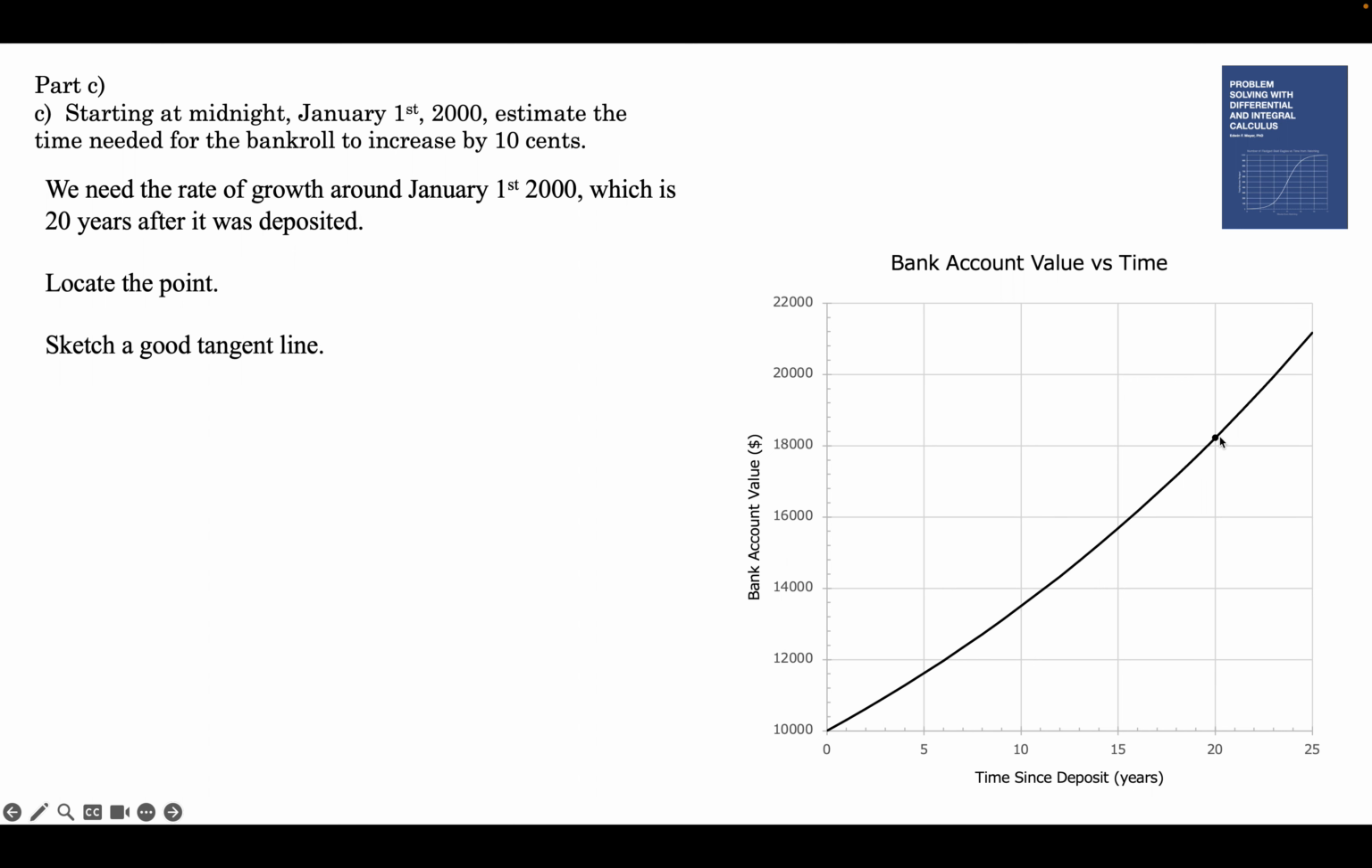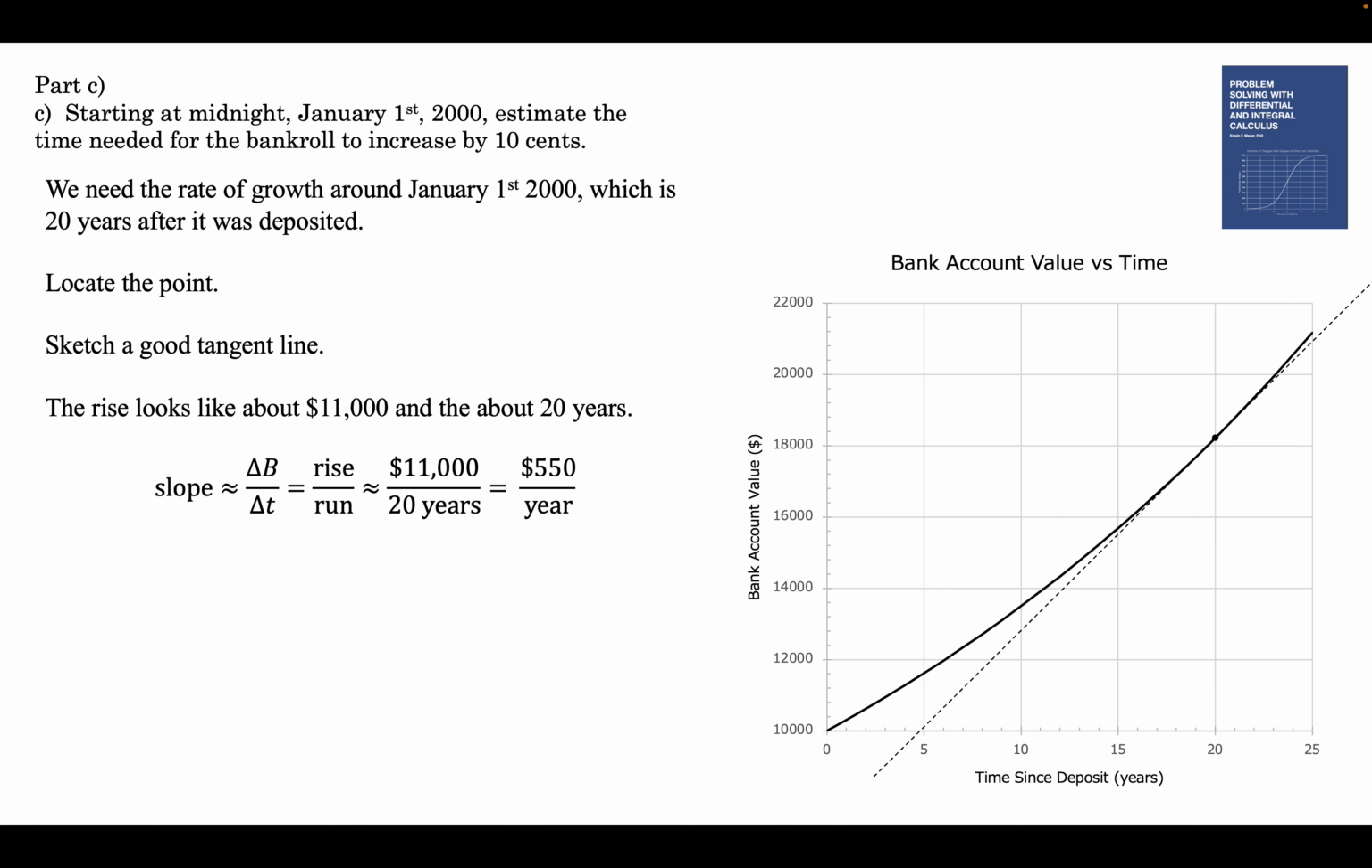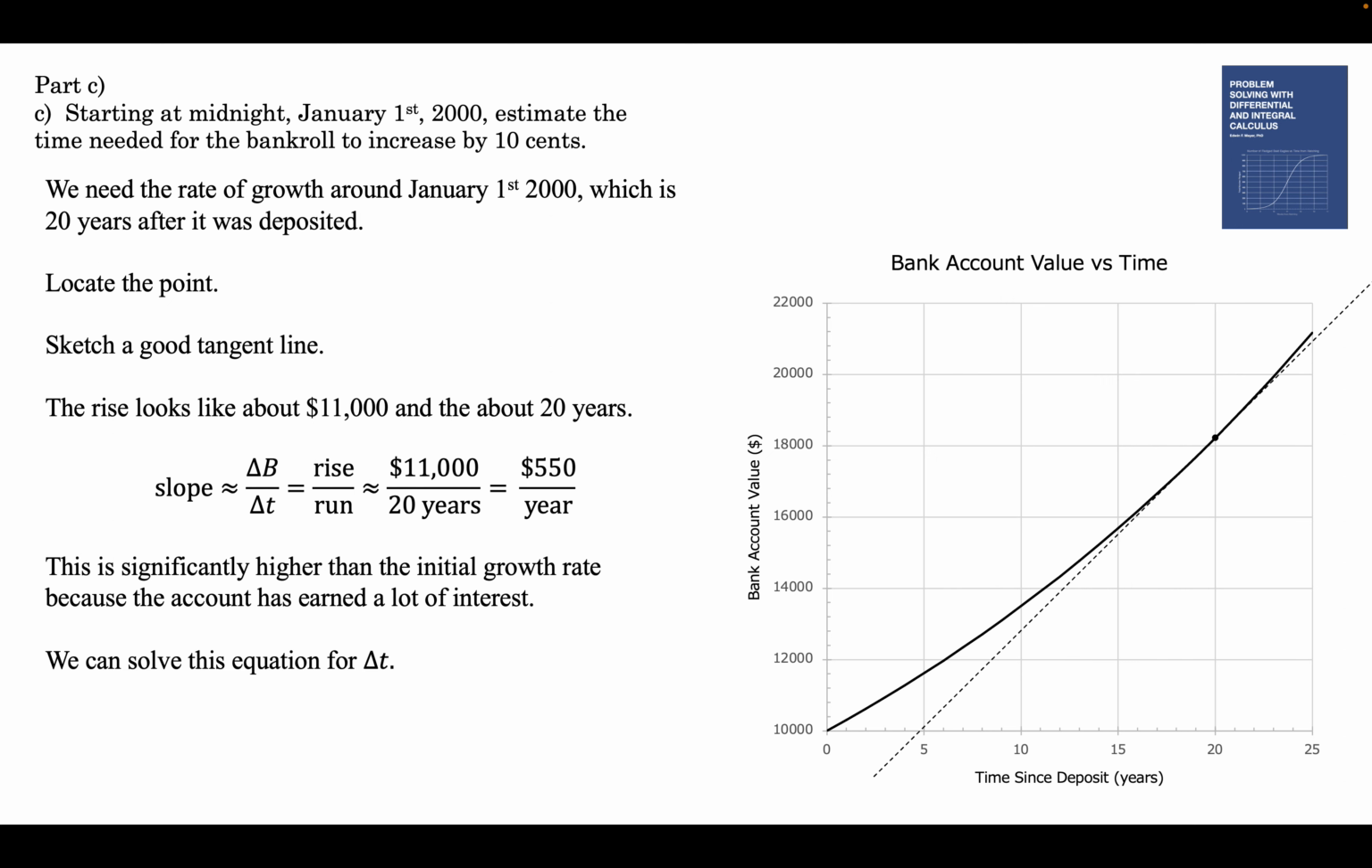Now we need a good tangent line. There it is. The rise looks like 10,000 to 21,000. The run goes from 5 to 25. That's 20 years. So now the growth rate's $550 a year because, of course, it's got a lot more money in the account now because it earned a lot of interest. We can solve this equation for delta t. We have delta B over delta t is $550 per year. We want to know what delta t is for delta B of 10 cents.